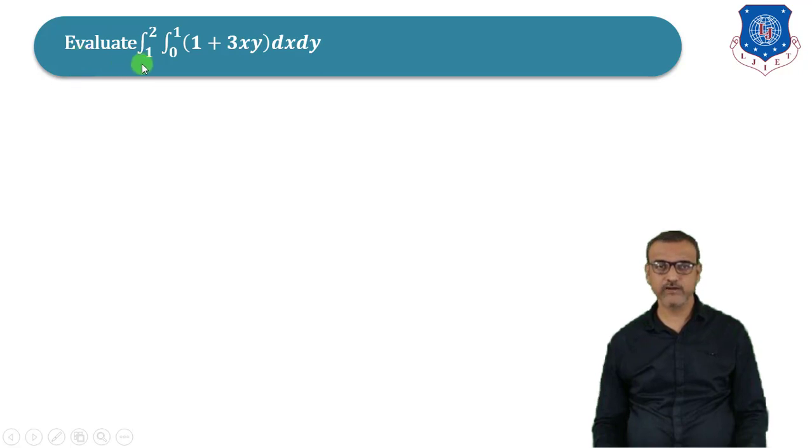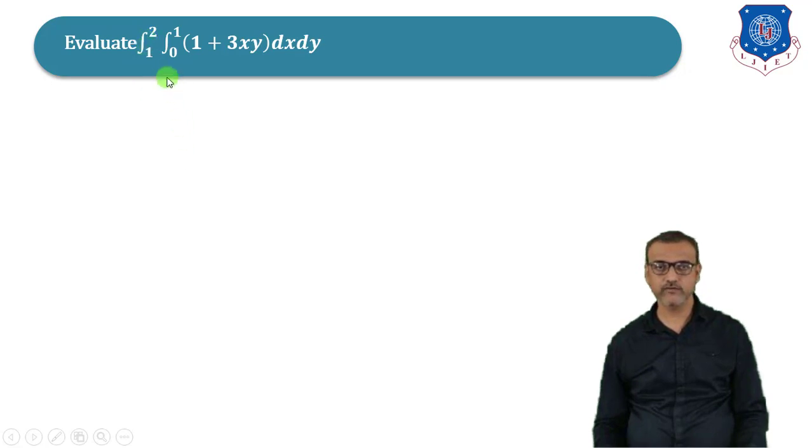We have to evaluate this double integration. Integration from 1 to 2, integration from 0 to 1, into bracket 1 plus 3xy dx dy. And here is dx, so this limit is of x, which is from 0 to 1, and here is dy, so this limit is of y, which is from 1 to 2.